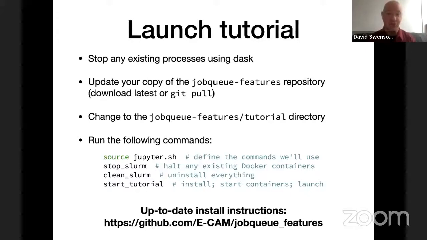Then change into that Job Queue features tutorial directory and run these commands. You're first going to run source jupyter.sh, so that will define the rest of the commands. Stop slurm will halt any existing Docker containers from our slurm cluster. This is if you have left your computer running since last week, like I usually do, you'll want to make sure that you don't have any of these things currently running. Clean slurm will uninstall all of those containers. And then start tutorial will do the whole installation procedure with all of that.